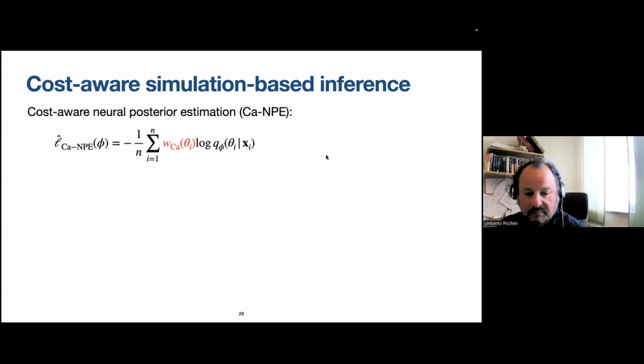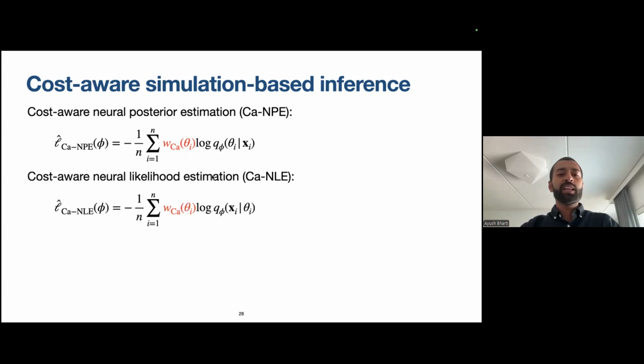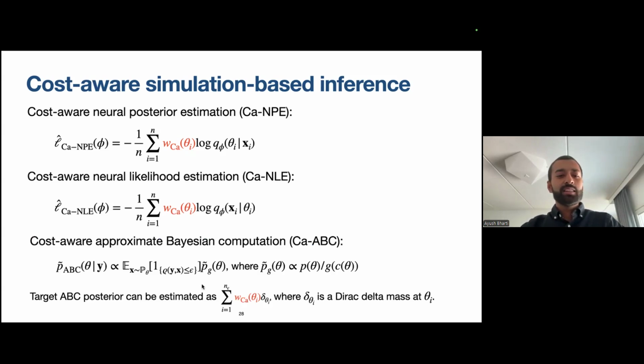In the end, the cost aware NPE has exactly the same loss function that we had before. You just add these importance weights in the beginning. Same with NLE, and then you do the normal ABC using our cost aware proposal, and in the end you construct the posterior like this, which is a weighted sum of the accepted samples. Basically, implementing this is super easy, because all of these weights are just G of C of theta, that's it. Okay, now we can go through the questions.